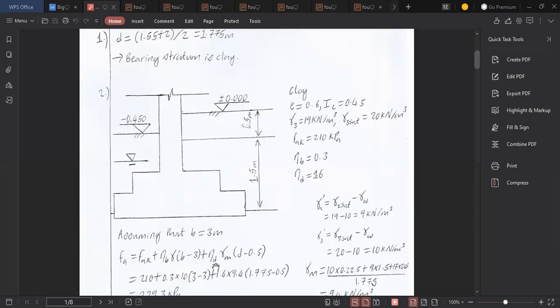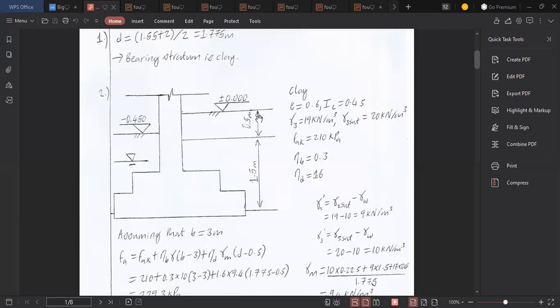Then the other gamma is the average, something like that, of unit weights from the top layer to the bottom, to this line. Let me say here, right? So how do we find that?